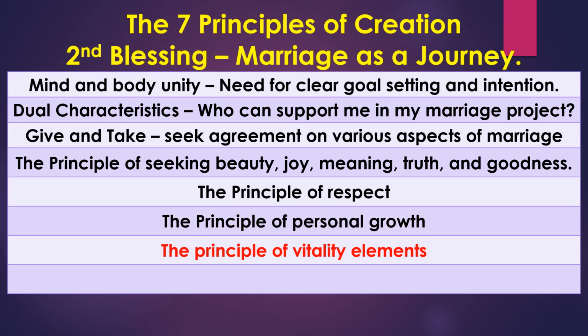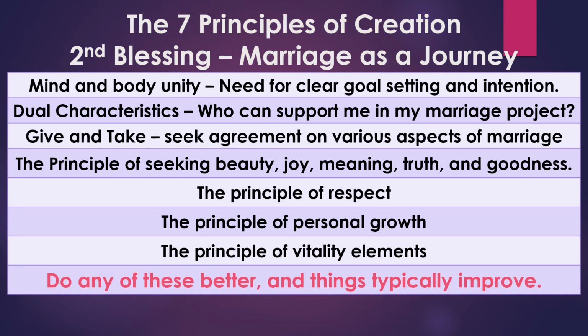Lastly, principle number 7 seeks to help us understand the role that vitality elements play in marriage. Vitality elements are feedback messages, helping us understand whether we have done well or whether something needs to be improved. Couples can help each other immensely by giving feedback in the right way.